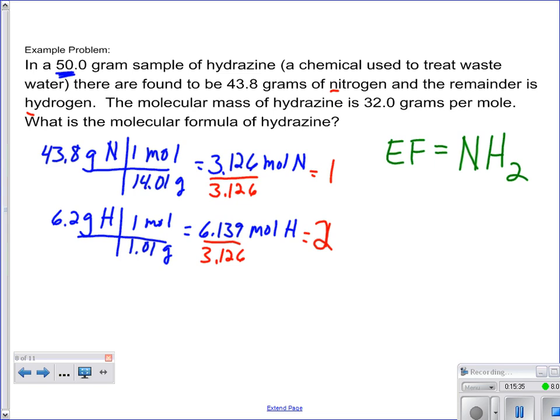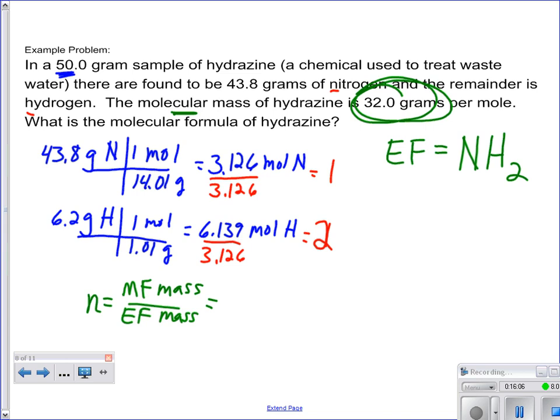So now what we have to do is look back and see that it tells us our molecular mass of hydrazine is this value, 32 grams per mole. This is the empirical formula. We can figure out the mass of that. So what we want to do is calculate n, which is the molecular formula's mass divided by the empirical formula's mass. Remember, molecular formula's mass should be given to you.